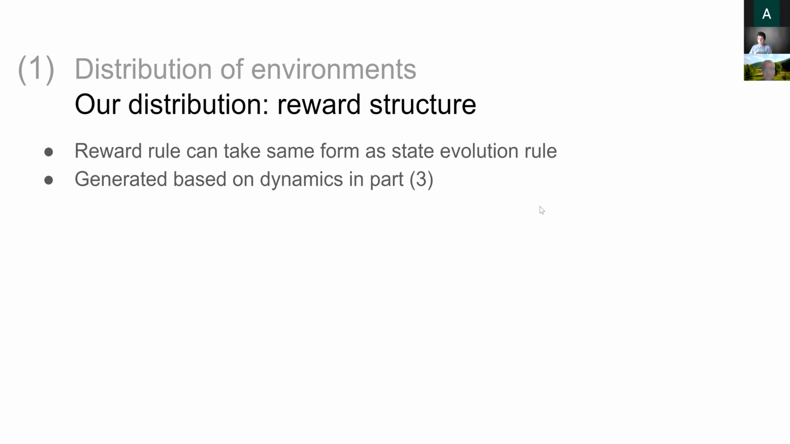The reward structure on our distribution is flexible. We can have a reward rule follow the same form as our state evolution rule. We could also generate it in a variety of different ways based on the dynamics, as I will discuss in part 3.